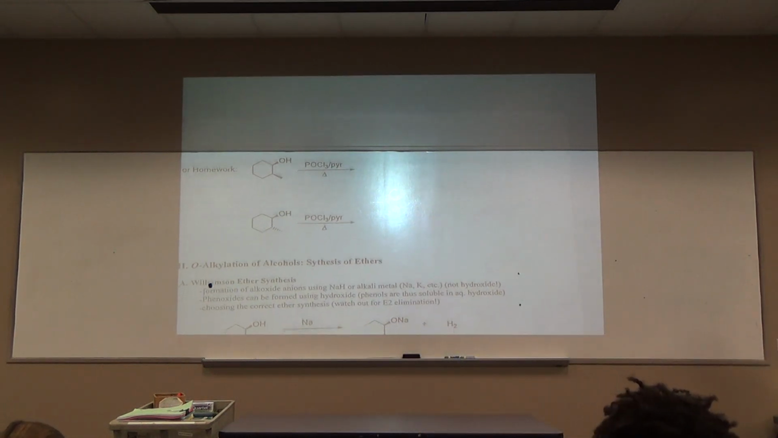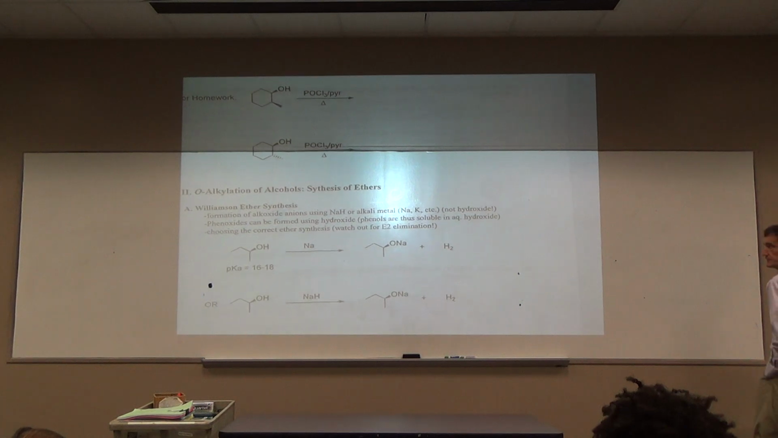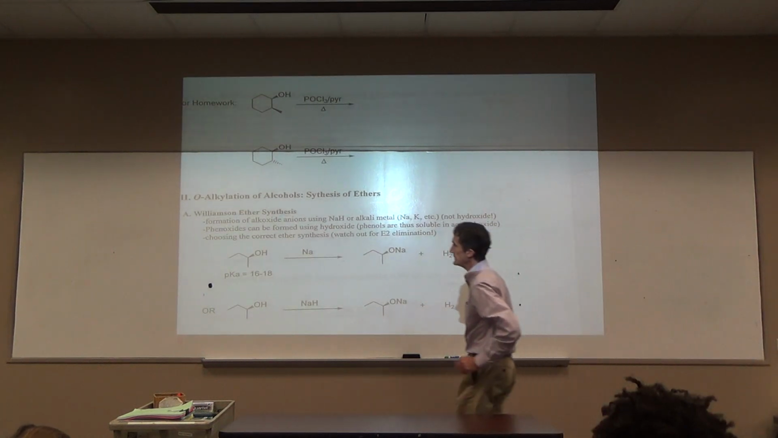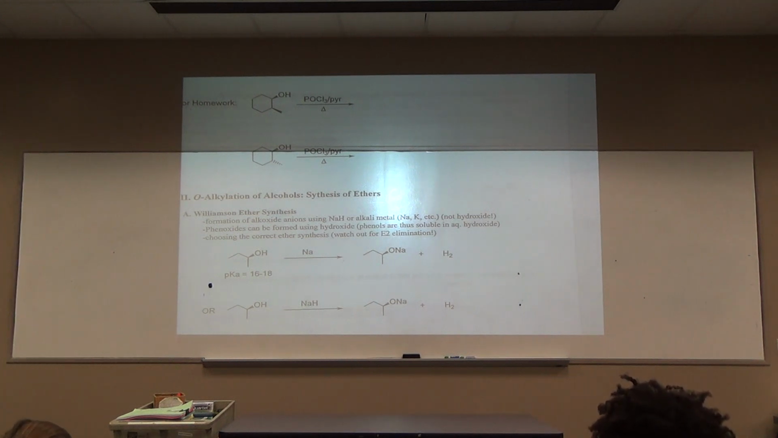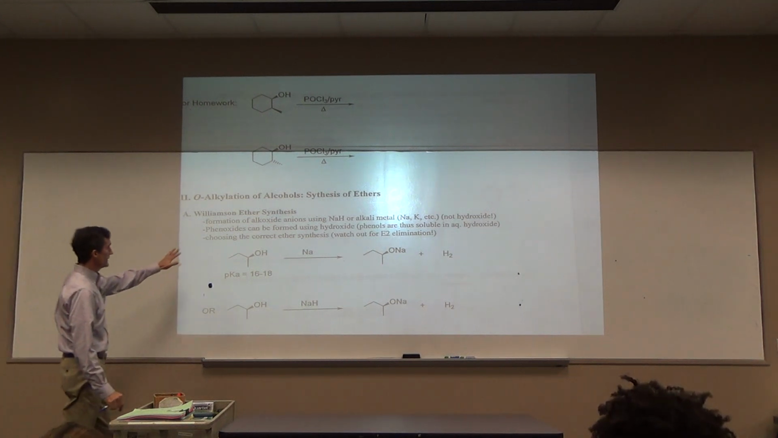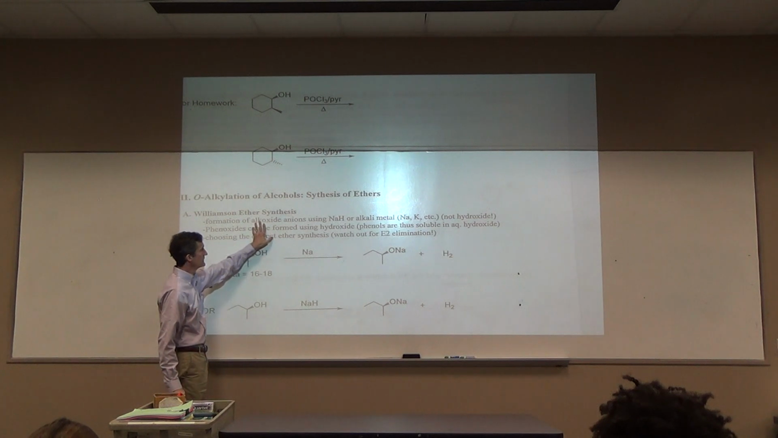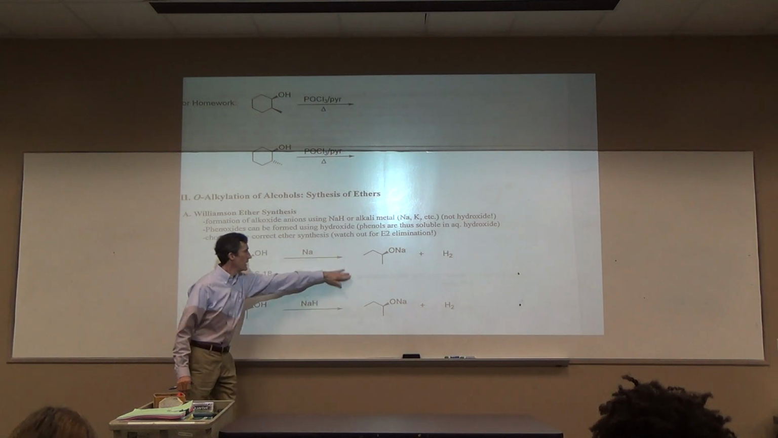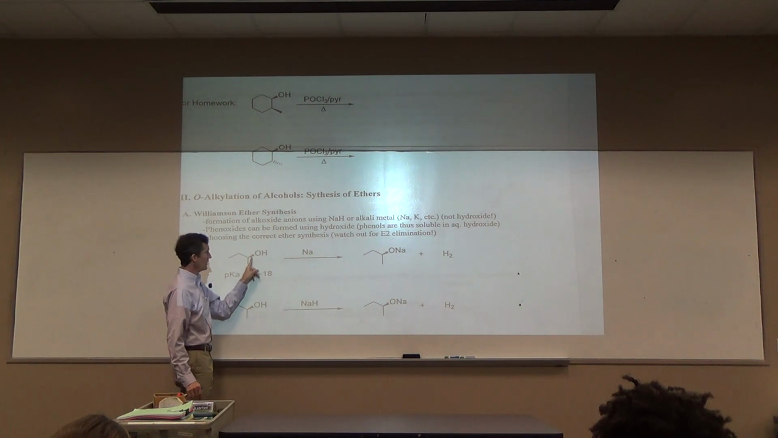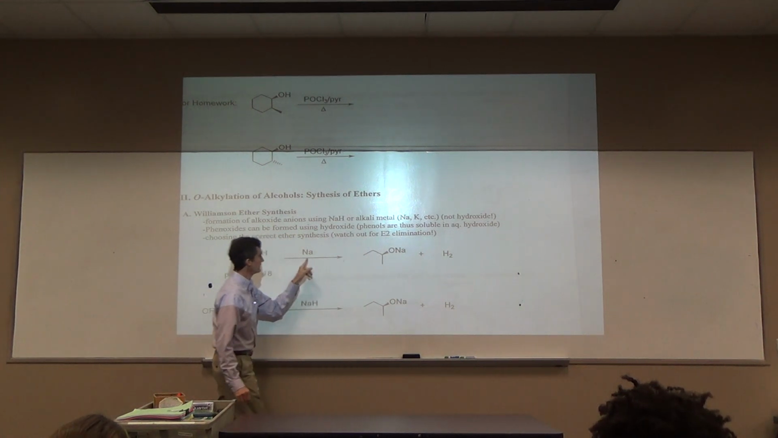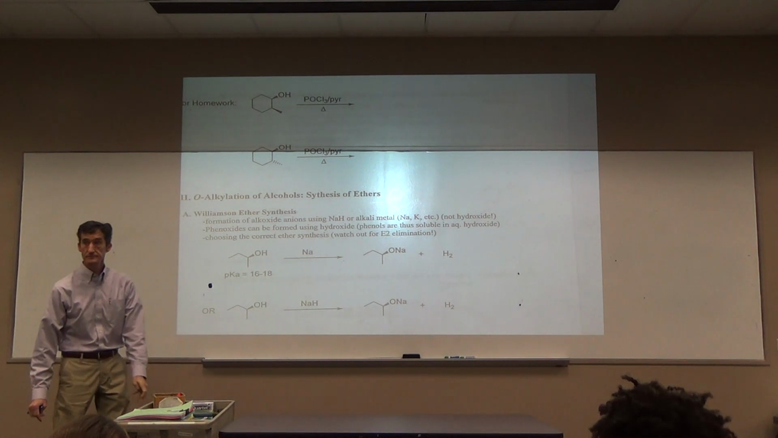Ethers. How do we make ethers? A common way to make ethers is the Williamson ether synthesis. We saw this in Organic 1. We'll be using SN2. It involves forming the alkoxide. And as we saw in Organic 1, the alcohol can be converted to the alkoxide. A common way is using sodium metal.